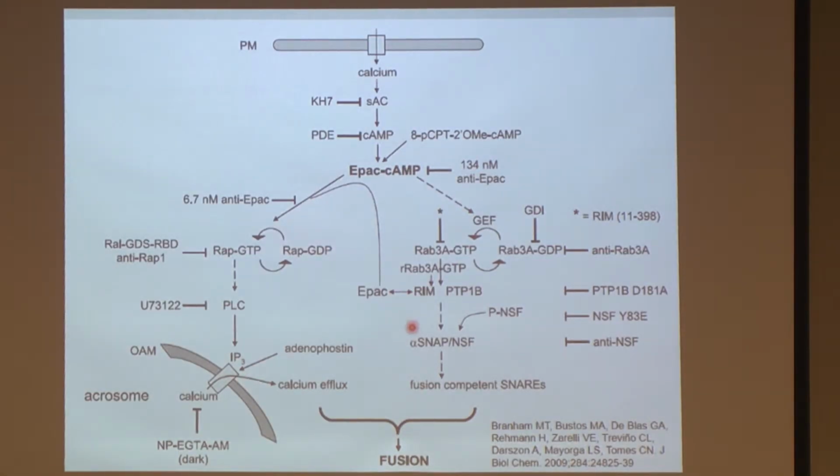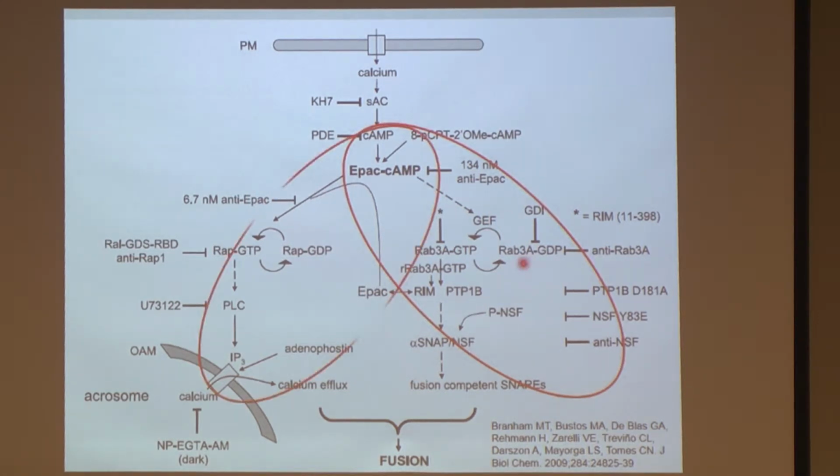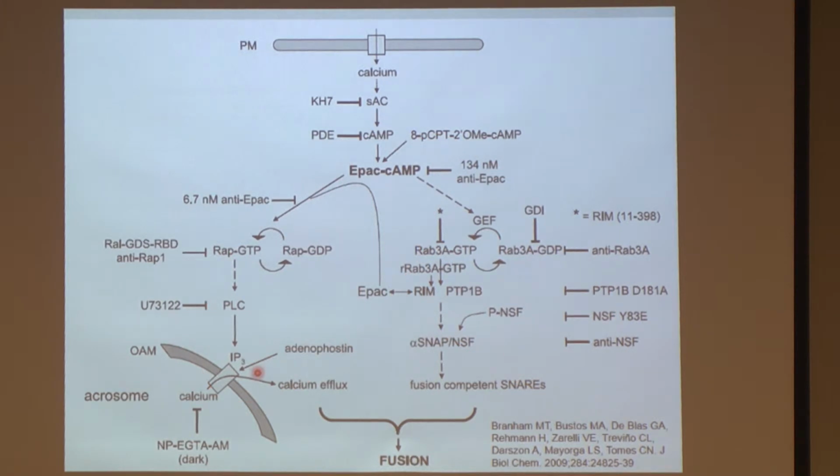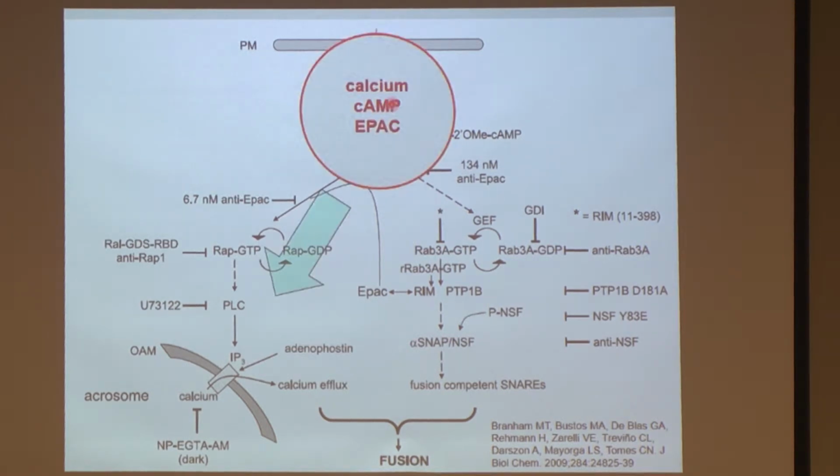We arrange the cascade of events that occur in this process in two branches. One is the one that is going to activate SNARE proteins, and the other is the one that will activate the release of calcium from inside the acrosome. So we have a very strong prediction here. We are thinking that this part of the pathway, where calcium activates cyclic AMP production and that activates this protein called EPAC, is activating the release of calcium from the acrosome.